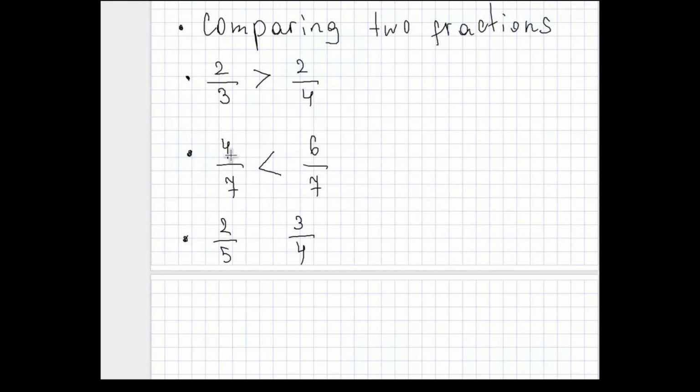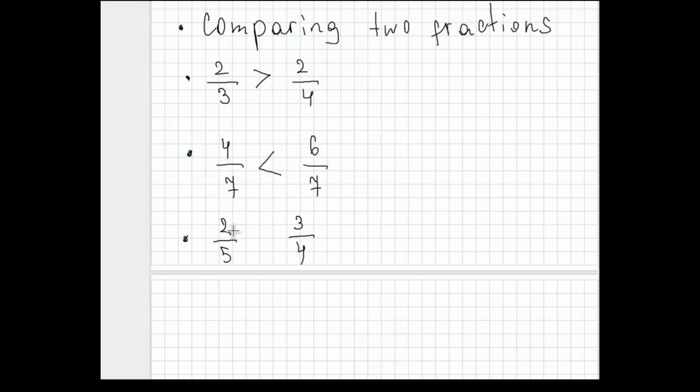I ate 4 slices, my friend ate 6 slices. So who of us ate more pieces? Of course my friend, 6 over 7. And when we have 2 over 5 and 3 over 4, what do we have to do in this case?